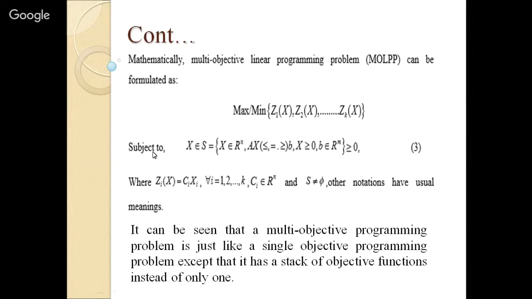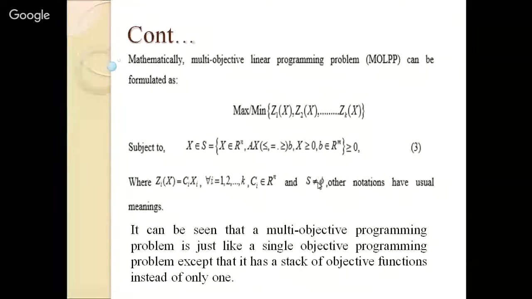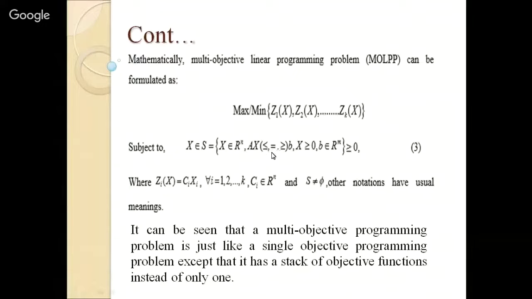Then subject to some set of constraints, we have Ax less than or equal to b, x greater than or equal to 0. So this is the set of constraints, and each and every objective function is in linear form, Cix, and your other notation has the usual meaning. A is the coefficient matrix, b is the requirement vector, x greater than or equal to 0 is the non-negativity restriction. S should not be phi, it means your set of feasible region should not be an empty set, it should have some points. So this is the general format of a multi-objective programming problem.